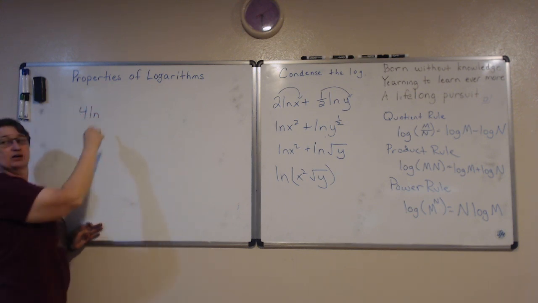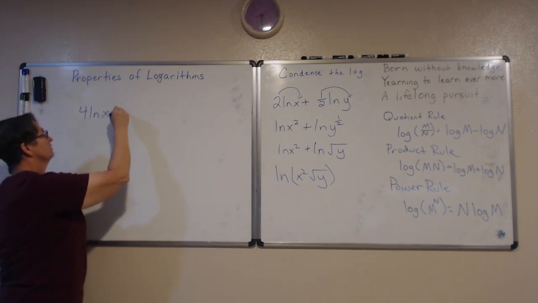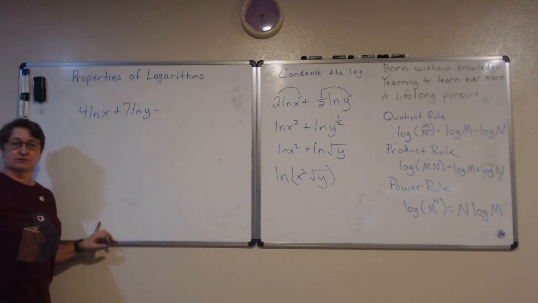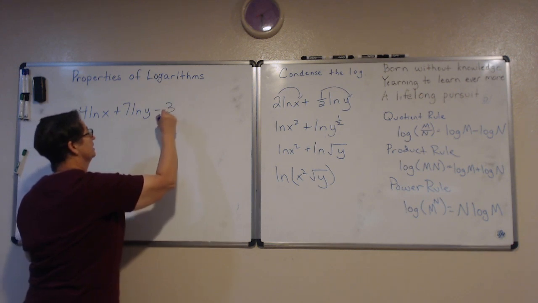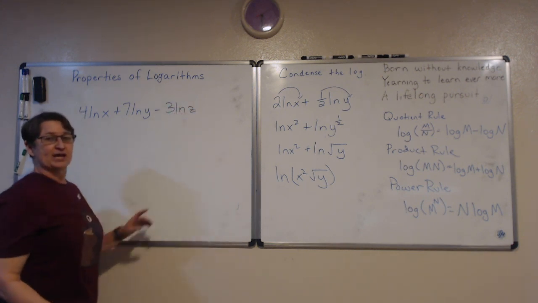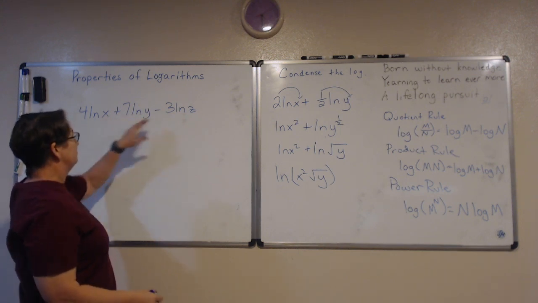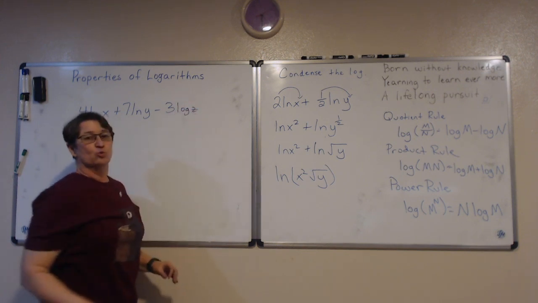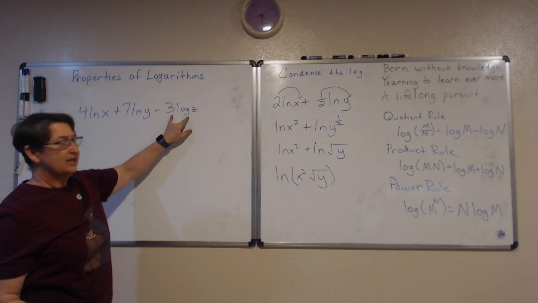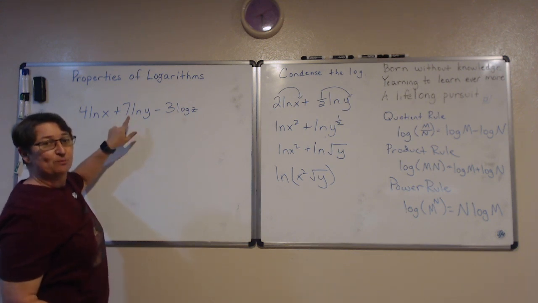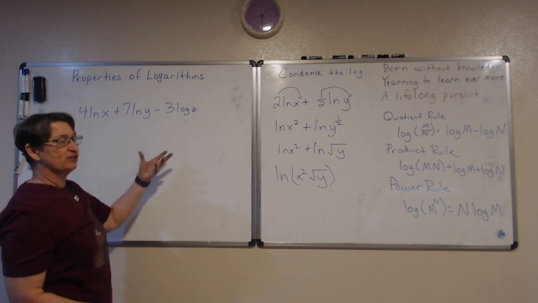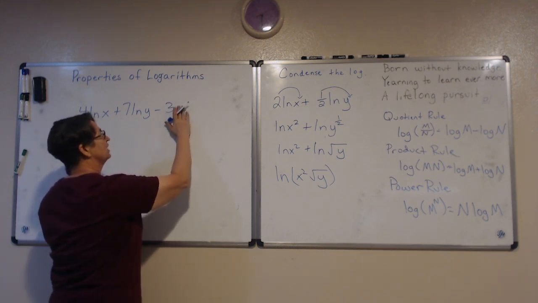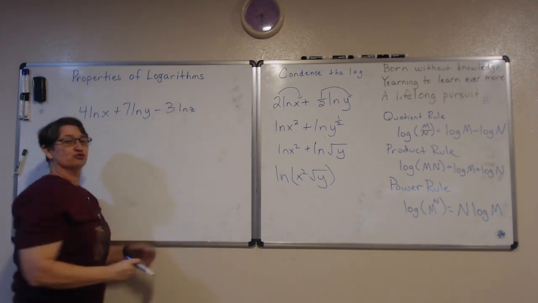4 natural log of x plus 7 natural log of y minus 3 natural log of z. By the way, their bases do have to all be the same. Like if I had written this last one, log of z, we can't use the quotient rule on that guy. He's different from that one. Their bases have to be the same in order for us to be able to use those rules on there. So just make sure that when you're doing it, your bases are the same before you start using the rules.